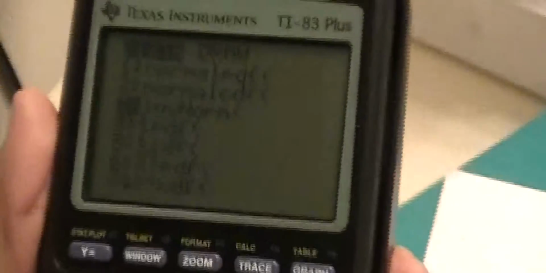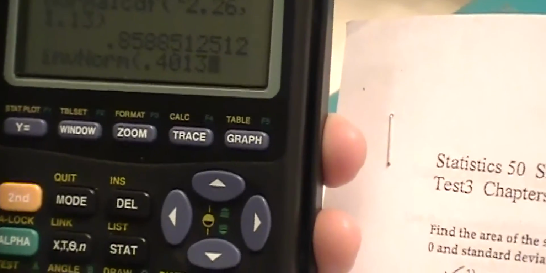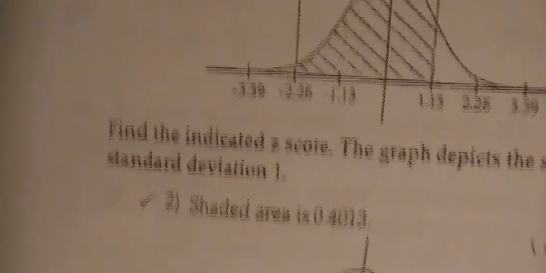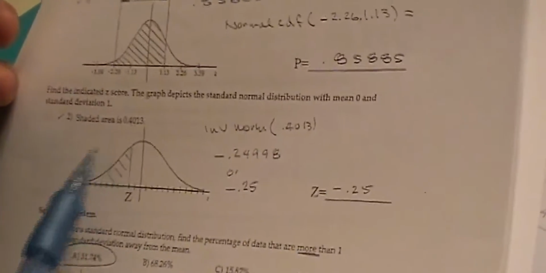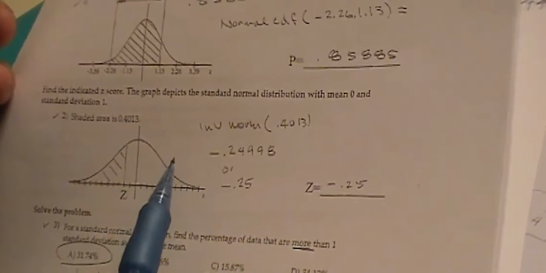So you can just go to second bars and then number 3 and then just put in the area that he gave you. So 0.4013, and then because the mean is 0 and the standard deviation is 1, you don't have to put that. Oh, so it's just that one number. Right, it's just that one number. So negative 0.249, he put negative 0.25 because you round to 2 decimal places. So the key with inverse norm is that you always need to know the area on the left side. If he would have given you the area on the right side, you would subtract that from 1, and then put that area into your calculator. Gotcha.